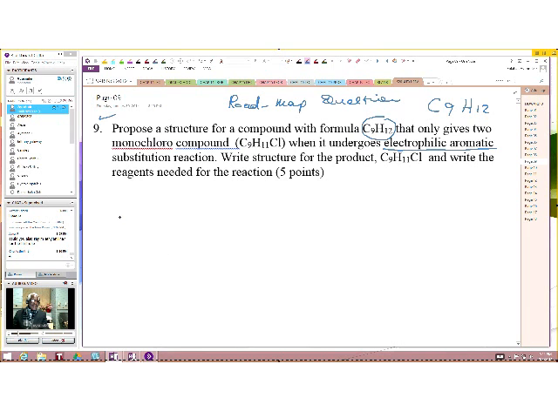And what did they say? They say compound A only gives two products. Let us call that B and C, monochloro product, and the formula is C9H11 and chlorine. The same thing here, C9H11 and chlorine, and of course we start with C9H12. Okay. So we know we are dealing with benzene.